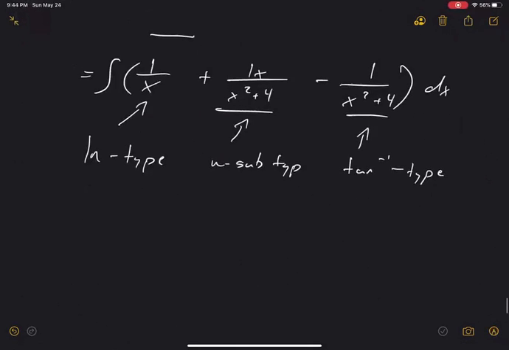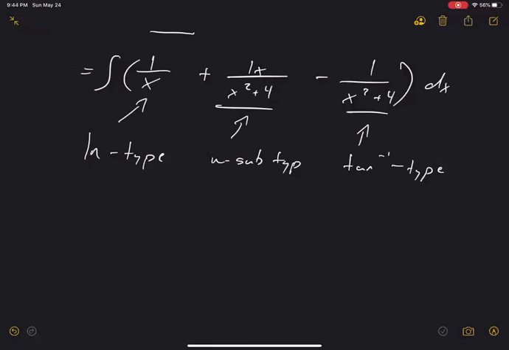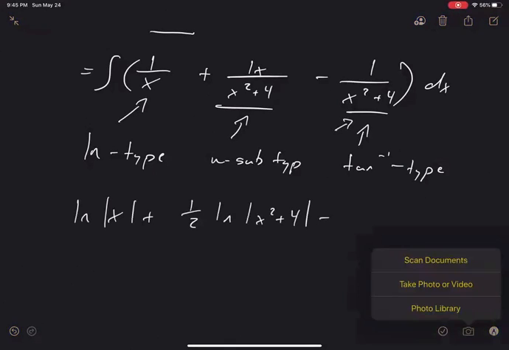So if you can solve, let's say the hardest one out of these is this, right? The first two are just, let's see, ln of x plus 1/2 ln of x squared plus 4. And then what's the integral of this thing? You know, it's minus the integral of 1 over x squared plus 4.